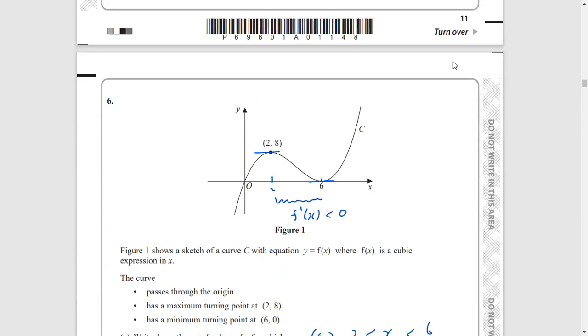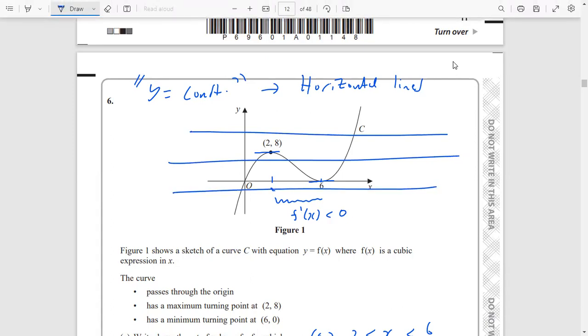So y equals a constant k. These y equals constant graphs are just horizontal straight lines, because it's just telling us that the y coordinate is a constant value. So it could be this, could be that, could be any of those straight lines here.